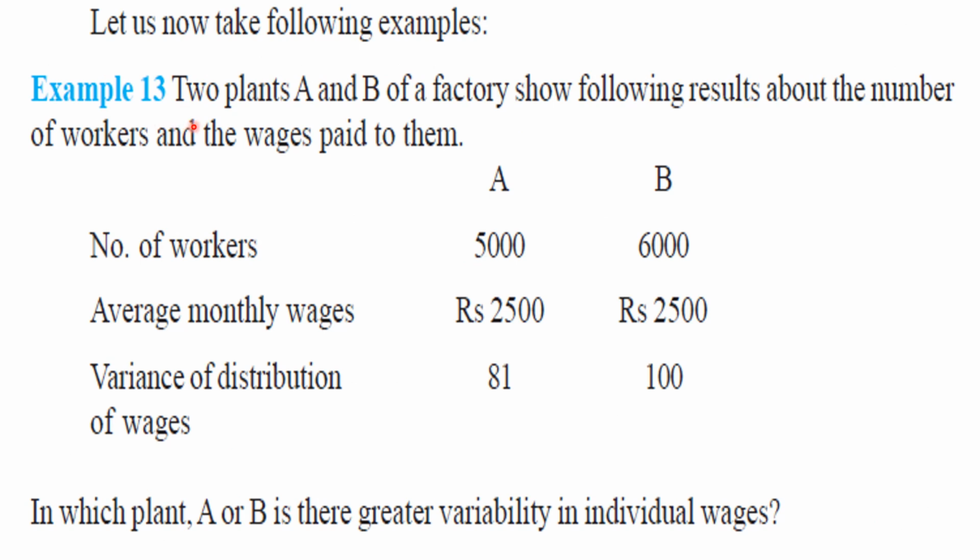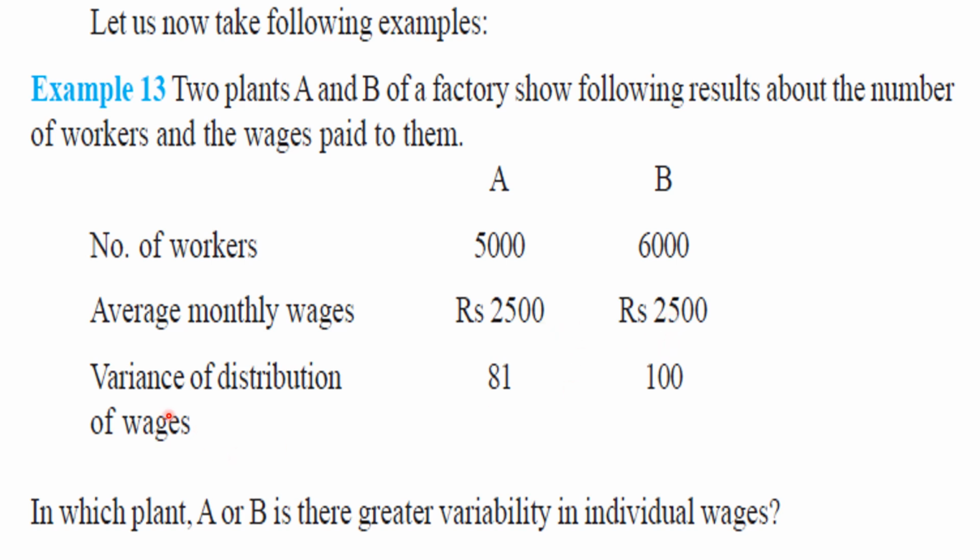See this example. Two plants A and B of a factory show the following results about the number of workers and the wages paid to them. Okay, my children, see here this is plant A and this is plant B. Number of workers: 5,000 workers are there in plant A and 6,000 workers are there in plant B. Average monthly wages: 2,500 rupees here, and here also 2,500 rupees. That means the mean of the first plant and the mean of the second plant are equal, the same.